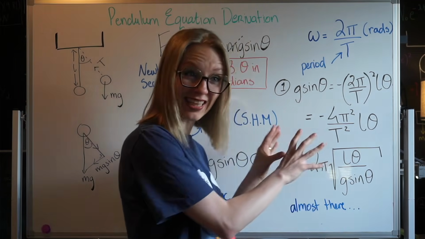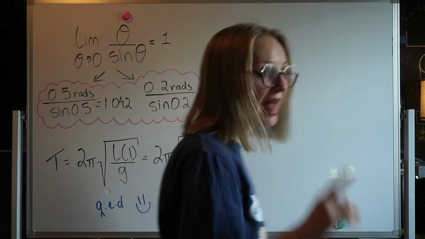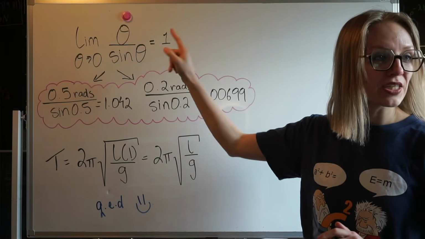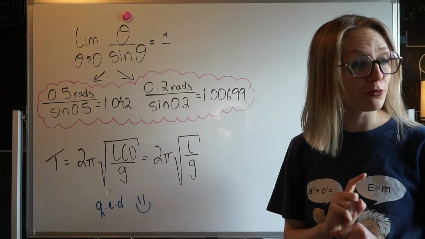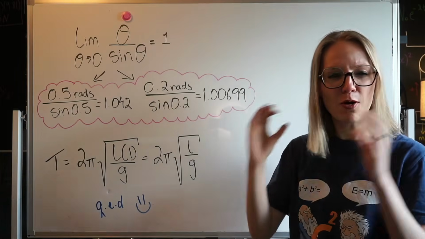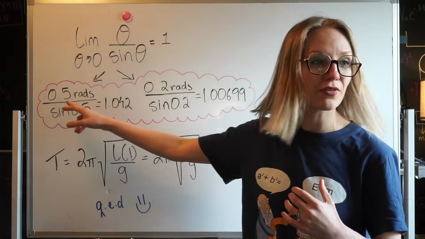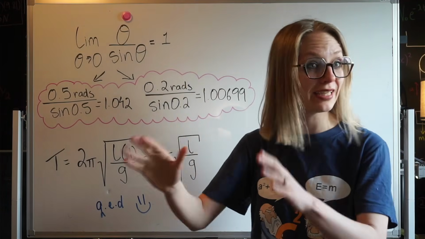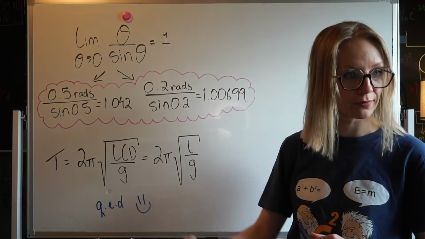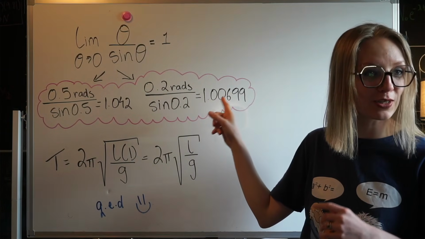We're almost there. It's kind of looking like the pendulum equation. But there's one more last important step, and that is this rule. Theta over sine theta is equal to 1 the closer that theta approaches 0. Is that true? I always like to do a quick mathematical demonstration of this to show that it is true. So if the angle is 0.5 rads, 0.5 divided by sine 0.5 in radians, we get 1.042. Make that angle smaller, 0.2 rads, closer and closer to 1.